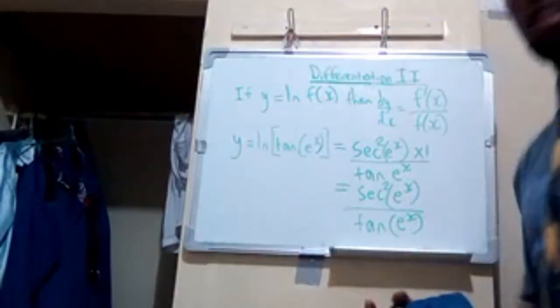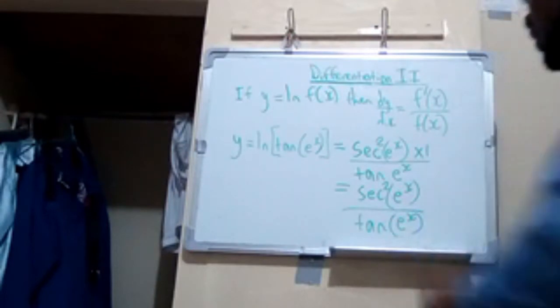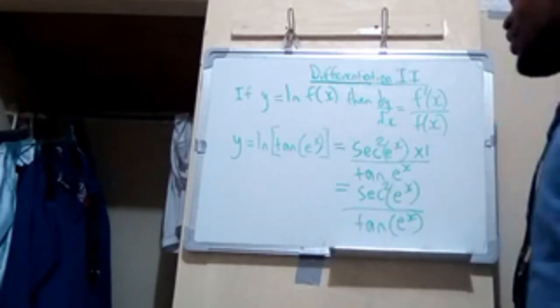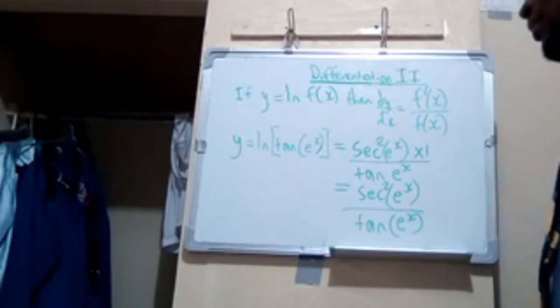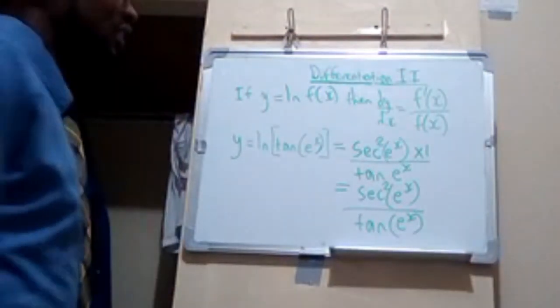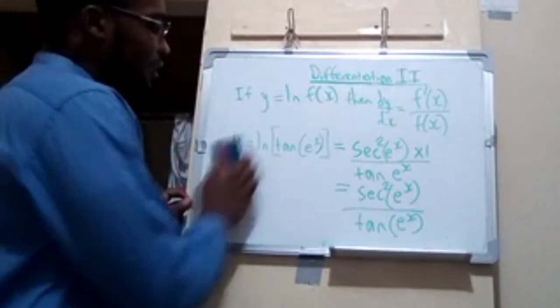So that's how we differentiate log functions. The derivative of ln f of x is f prime of x over f of x. So that's how we differentiate log to base e.